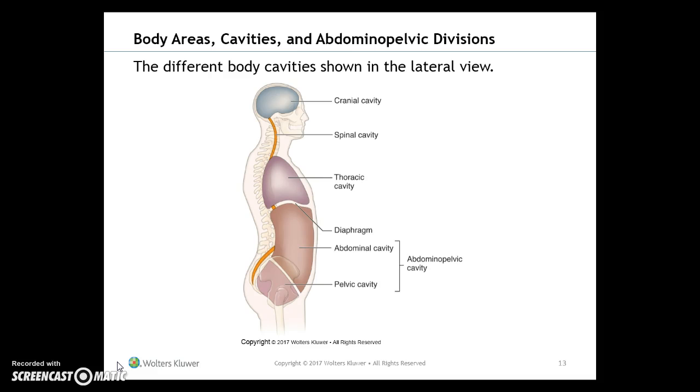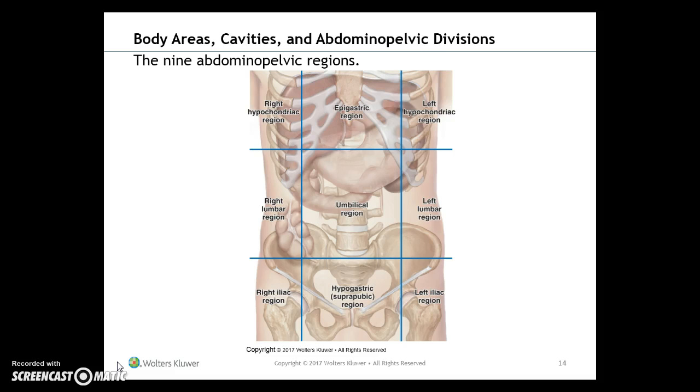In this diagram, the different body cavities are shown in a lateral view, and here we can see all of those cavities we were just discussing: the cranial cavity, spinal cavity, thoracic cavity, diaphragm, the abdominal cavity, the pelvic cavity, and the abdominopelvic cavity. You can see it contains two different cavities. This picture is very important. We refer to these areas quite a bit, this slide and the next slide.